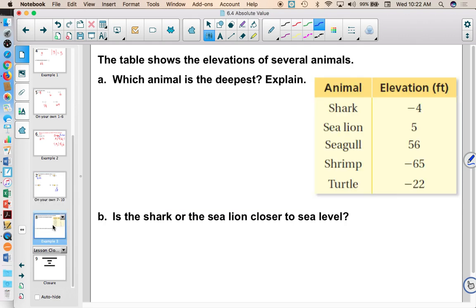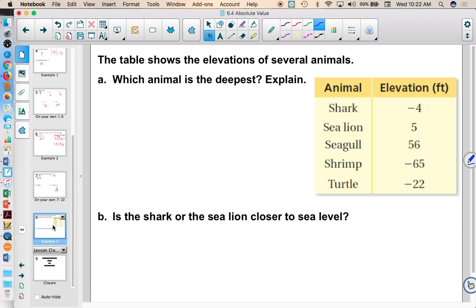Take it a little bit further. We're going to apply it. We're going to take a real world thing. The table shows the elevations of several animals. I'm thinking they're talking about sea level stuff. What do you think? Because where's the shark going to be? Under the water, so it's below sea level. That makes sense. Should the seagull be under the water? No. Probably not. Okay, so it's above sea level. Noticing the positive and negative numbers.